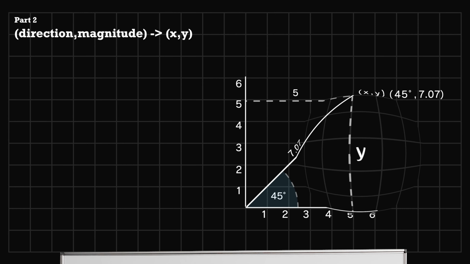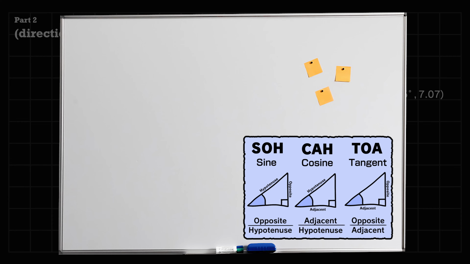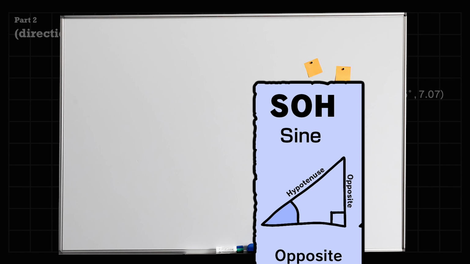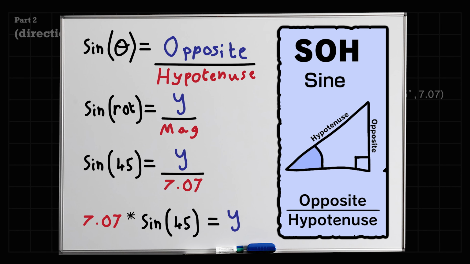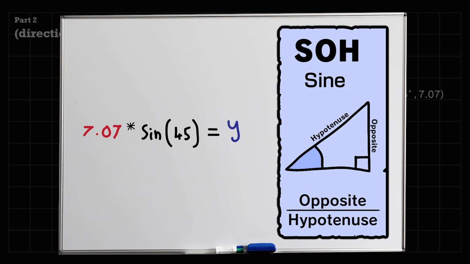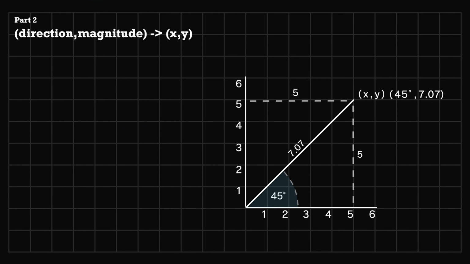Okay, so now let's do the y. For y, all we need to do is use sine instead of cosine and just repeat the process. And all I changed was I wrote y instead of x and sine instead of cosine. And here's our formula, and if you want it in code, here you go. You just return the magnitude multiplied by the sine of the direction.